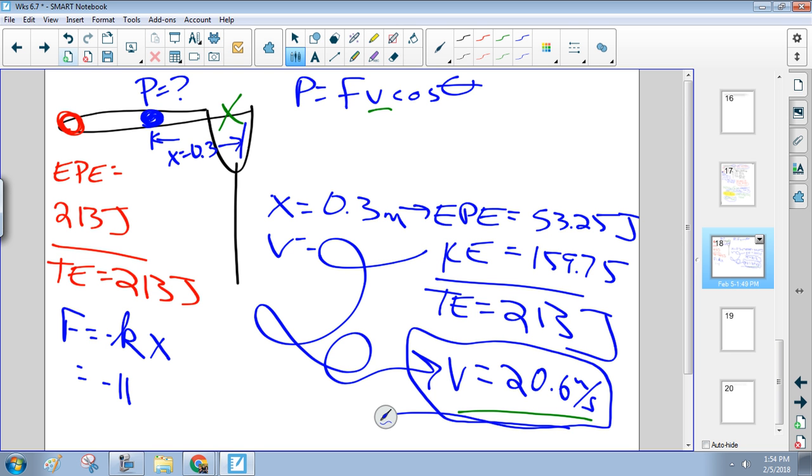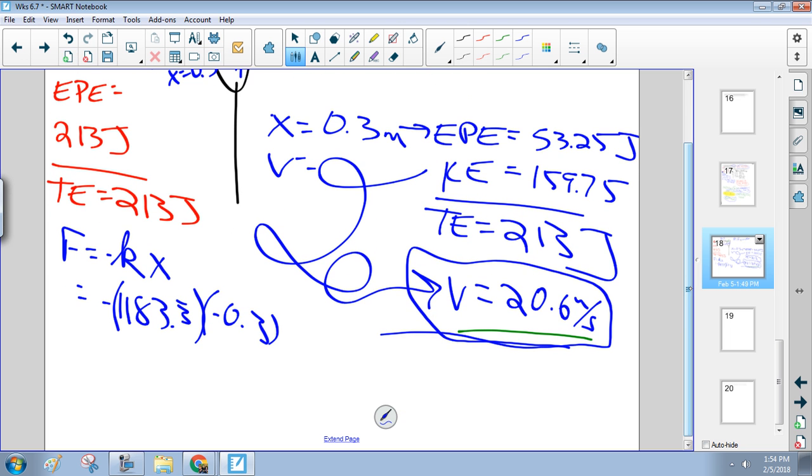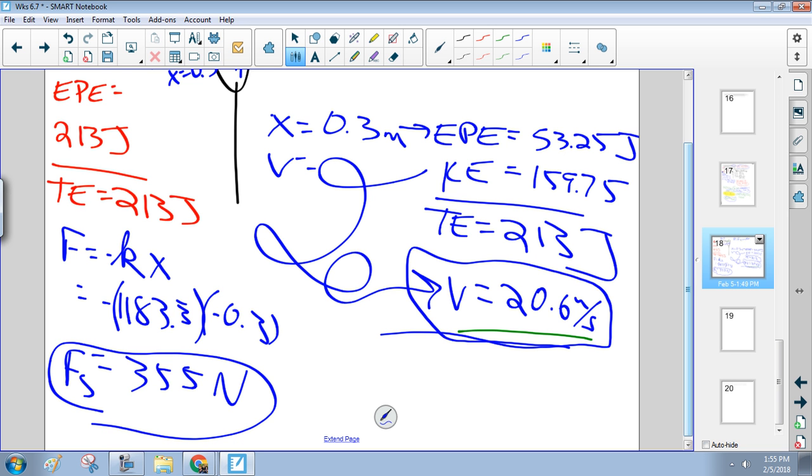All right, so let's see. Our K is 1183.3. The x is negative 0.3 because we've pulled it back that far. So multiply this out, and it gives you, not enough room on the board to write it. Is it 256? 0.3 times 1183.3333333? Nope, 355. It's way off. So there's the force of the spring. So now you just do force times velocity, and you get the power.